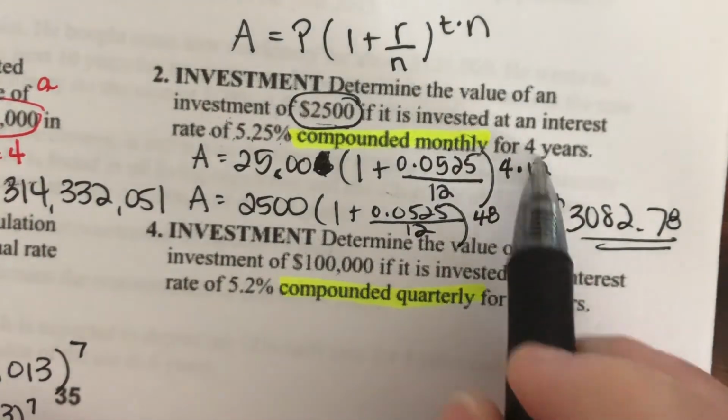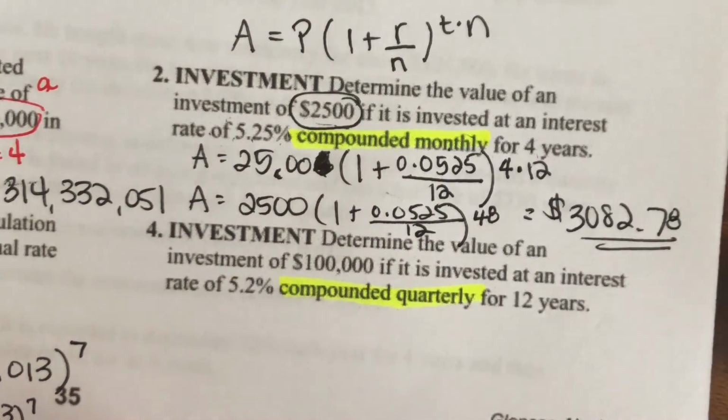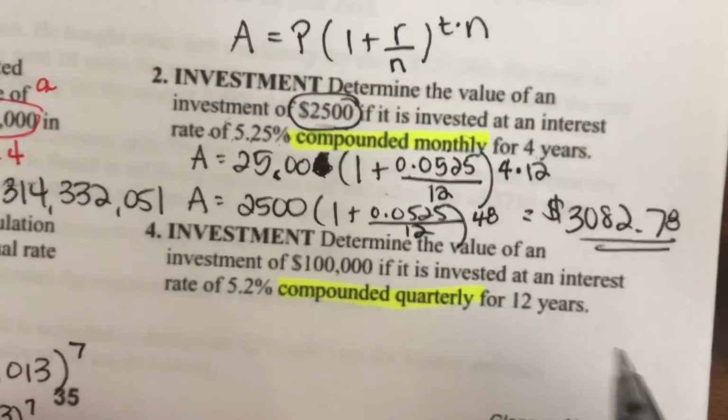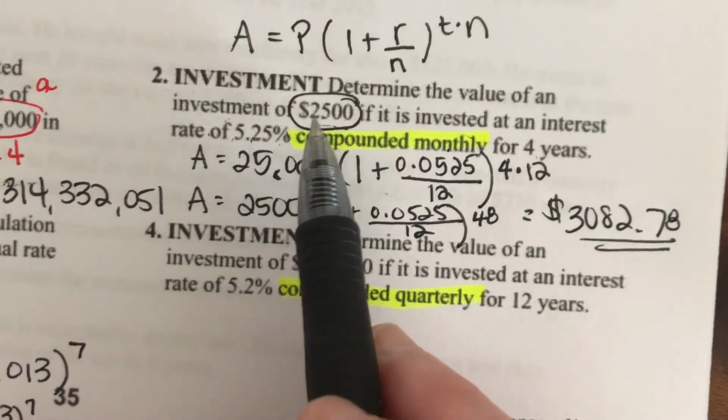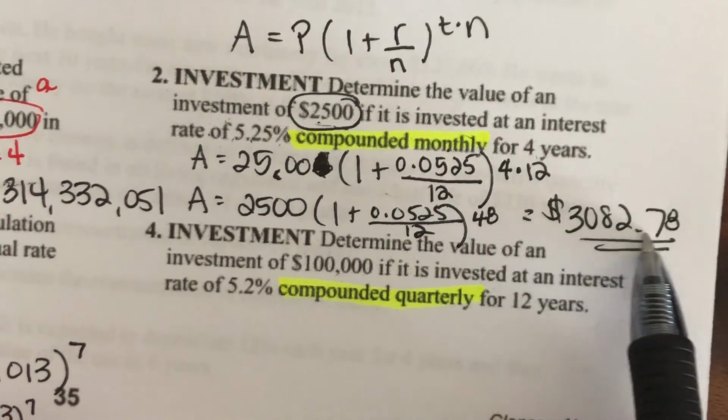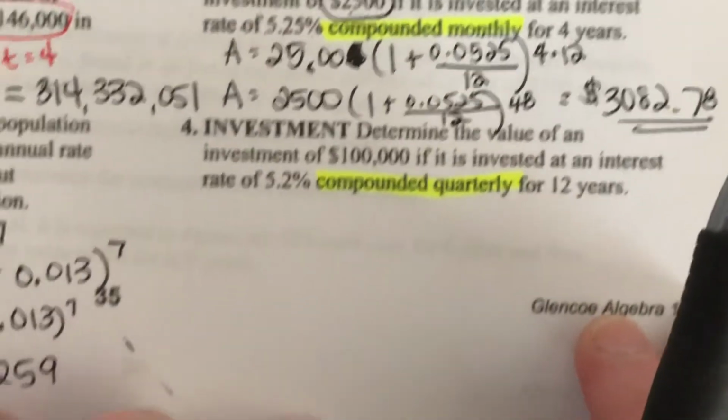All right, makes sense. After 4 years, when we're compounding interest every single month, that happens a lot, right? By the end of 4 years, we're going up from 2,500 to over 3,000. Sounds good. Let's do one more.